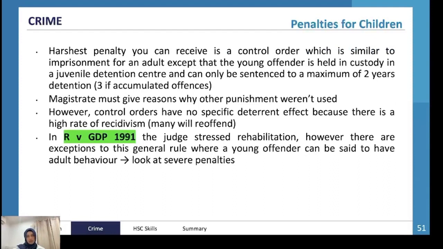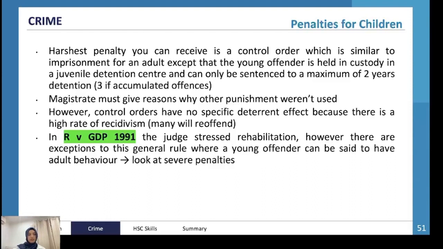Penalties for children. So the harshest penalty you can receive is a control order, which is similar to imprisonment for an adult, except that the young offender is held in custody in a juvenile detention centre and can only be sentenced to a maximum of 2 years detention, 3 if accumulated. The magistrate must give reasons why other punishments weren't used. However, control orders have no specific deterrent effect because there are high rates of recidivism, reoffending. Many of them will end up reoffending.